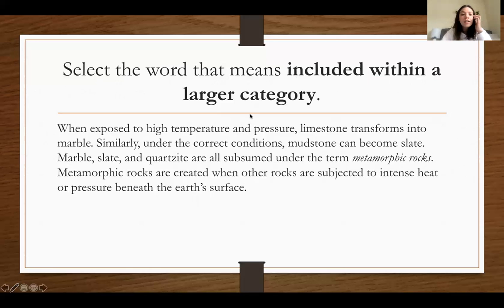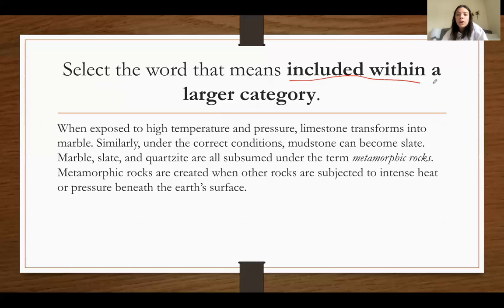Okay, and then here, select the word that means included within a larger category. So when exposed to high temperatures and pressure, limestone transforms into marble. Similarly, under the correct conditions, mudstone can become slate. Marble, slate, and quartzite are all subsumed under the term metamorphic rocks. Metamorphic rocks are created when other rocks are subjected to intense heat or pressure beneath the Earth's surface.